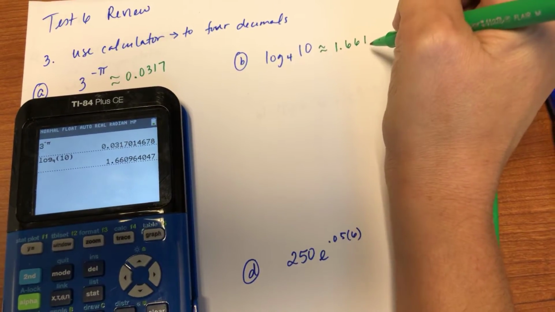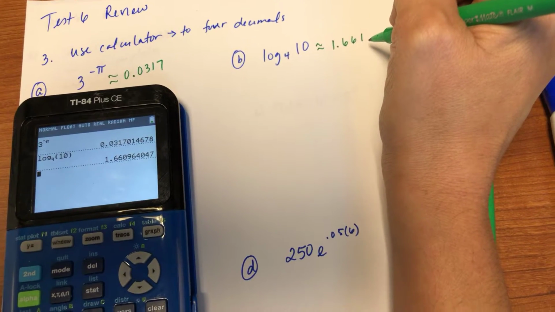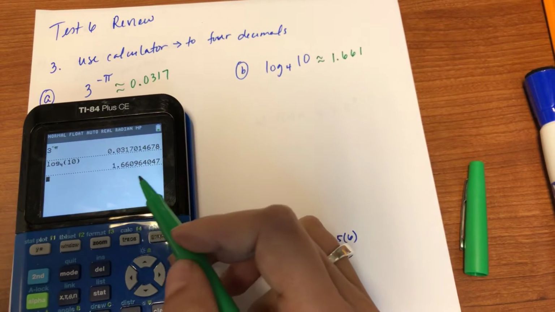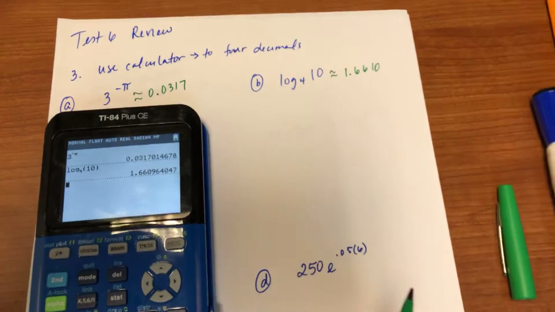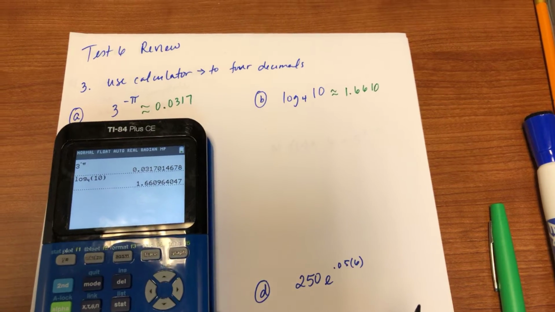1.661 because of the 9, the 6 telling the 9 to go up 1, and then that would make that one go up 1. So when we round to 4 decimal places, we get 1.6610.